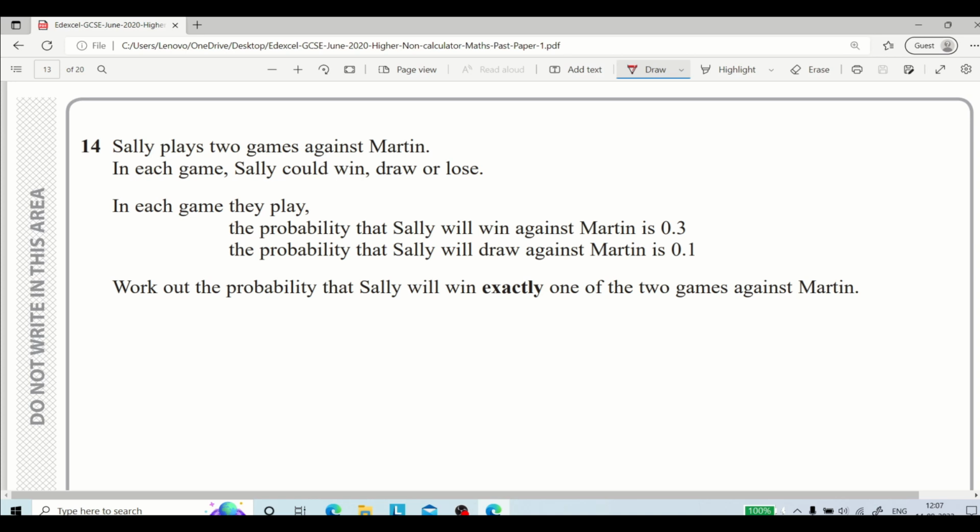Quickly, Sally plays 2 games against Martin. In each game, Sally could win, draw or lose. In each game they play, the probability that Sally will win against Martin is 0.3. The probability that Sally will draw against Martin is 0.1. Work out the probability that Sally will win exactly one of the two games against Martin. So basically here there are three outcomes: win, lose or draw. Right? So probability of winning plus probability of draw plus probability of losing the game is 1.